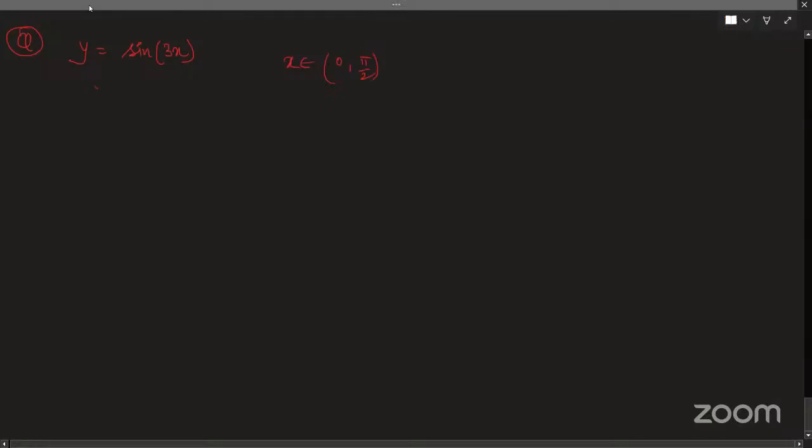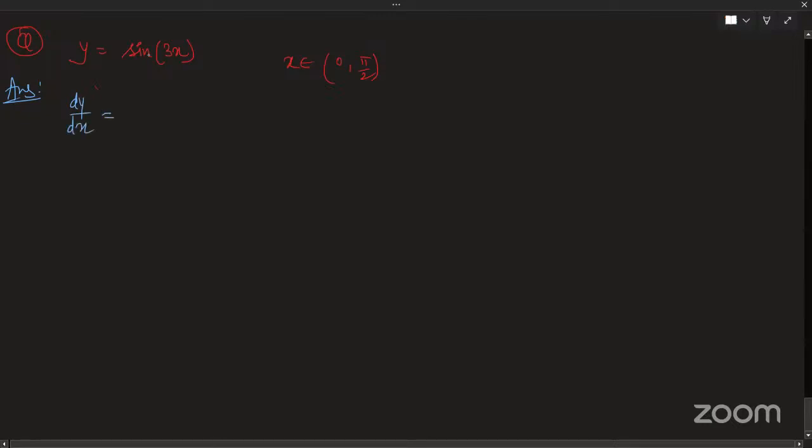Okay. So you have been given your function y as sine of 3x, where x belongs from 0 to pi by 2. So obviously it is asking you to find those intervals where it is increasing and where it is decreasing. Can you tell me what will be the value of dy by dx?